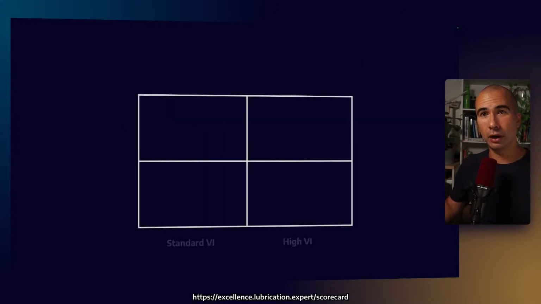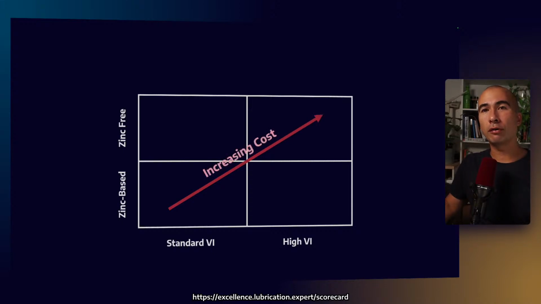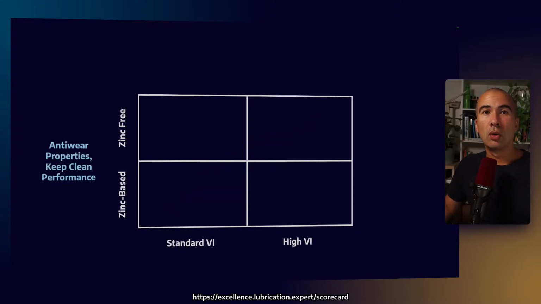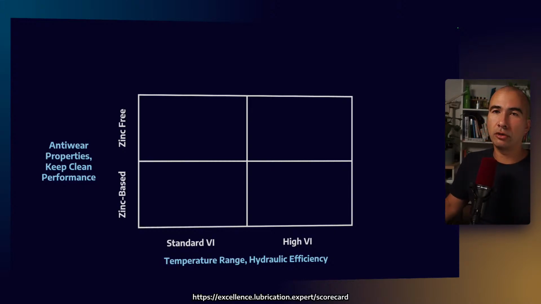Now, in terms of selection for hydraulic oils, I like to use this kind of matrix where we have on the bottom axis the viscosity index, and on the y-axis whether it is zinc-based or zinc-free. As we go from left to the top right, we increase the amount of cost involved in the formulation. So on one dimension, we're talking about the anti-wear properties and the keep clean performance. And on the x-axis, we are talking about the temperature range that we can use the hydraulic fluid over, as well as the hydraulic efficiency.